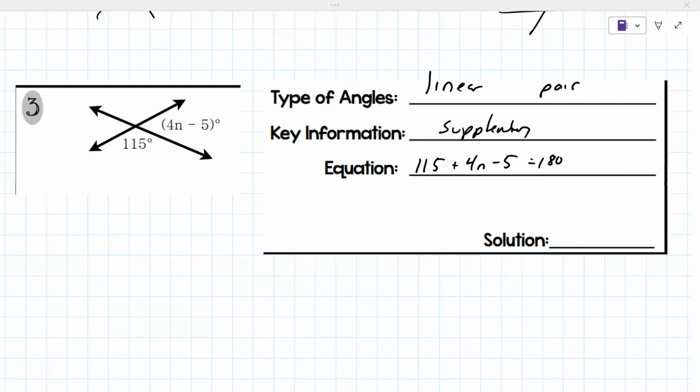17.5. Okay. Now this time we do want to try it in the 4n minus 5, because we want to know if that works. That gives us the angle measure we expect. So could you plug that in? Let me know what you come up with.